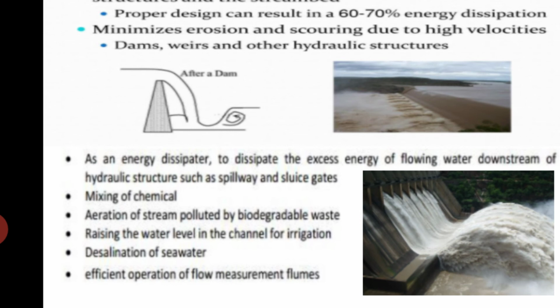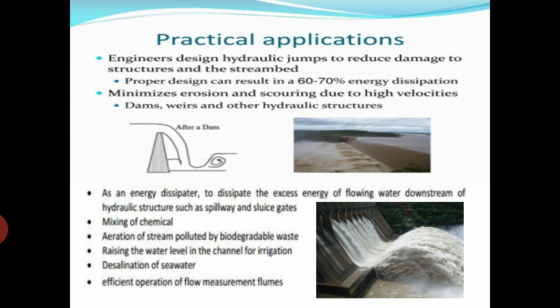Mixing of chemicals in some chemical industries: to mix the chemicals, this hydraulic jump concept is used. Then the aeration of streams polluted by biodegradable wastes, there also the hydraulic jump concept is used. Raising the water level in the channel for irrigation purposes: sometimes the hydraulic jump can be used to raise the water level in the channel, which can then feed into the irrigation channels. Then the desalination of seawater, to remove the salt content present in the seawater, the hydraulic jump concept can be used, and efficient operation of flow measurements in flumes. There also the hydraulic jump concept is used.